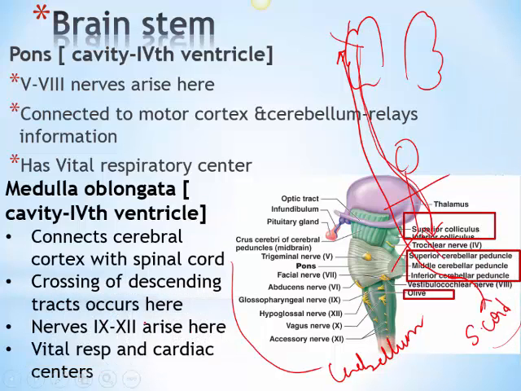Nerves 9th to 12th, so glossopharyngeal, vagus, accessory, and hypoglossal, arise from here, and it has the two vital centers. In fact, when there is death by hanging and the person dies immediately, it's because the dens of the axis vertebra, you remember the axis vertebra had a little projection called the odontoid process or the dens, breaks off and presses against the medulla, against these two vital centers, and that's what causes death.